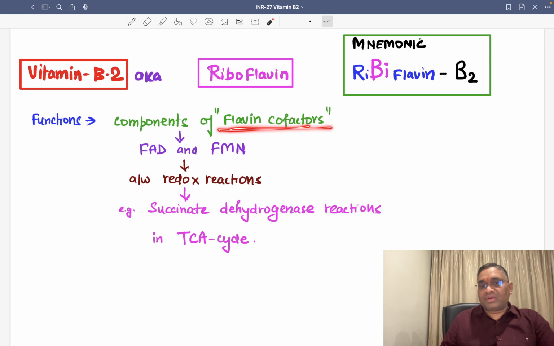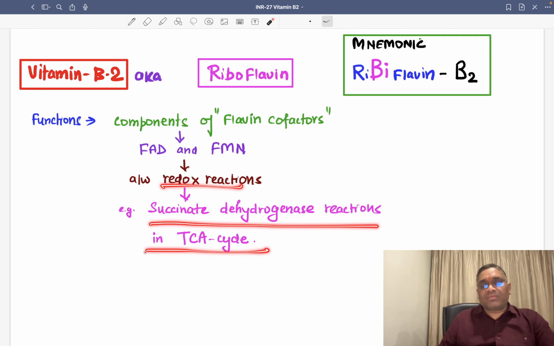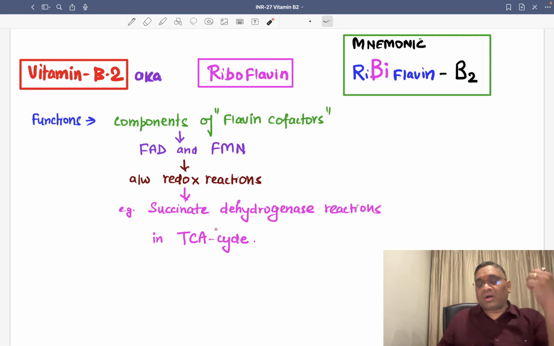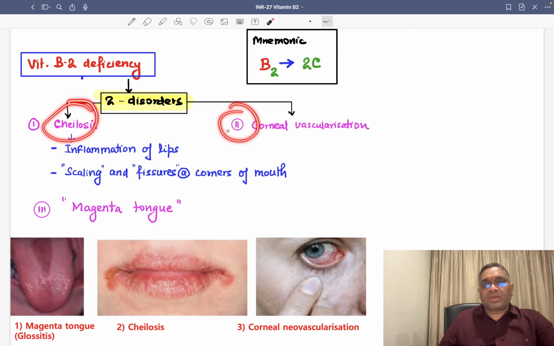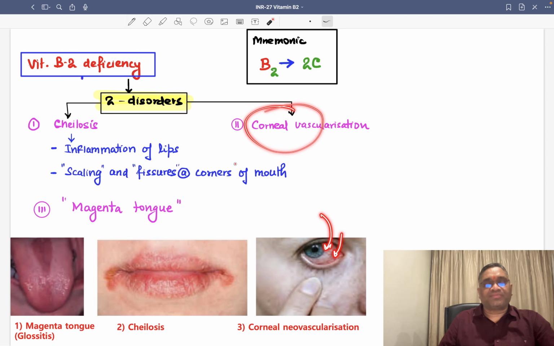They will form the flavin cofactors like FMN, FAD, which are involved in redox reaction, which is a succinate dehydrogenase reaction, which is involved in the TCA cycle. Right, and if there is a deficiency of vitamin B2, what we will see, there are two important disorders we are going to see. Right, one is chelosis and then corneal vascularization. Right, so corneal neovascularization can be seen. You can see this is the corneal neovascularization in the eyes because of this deficiency.